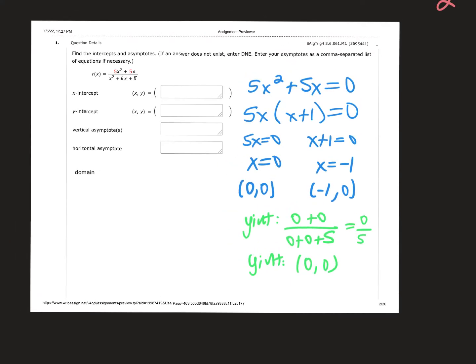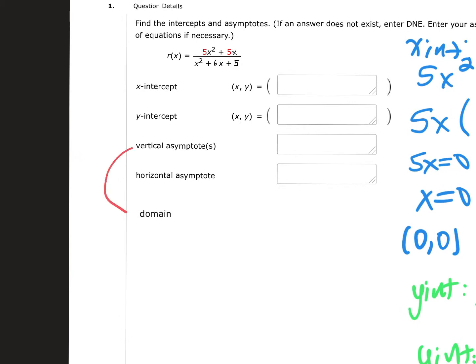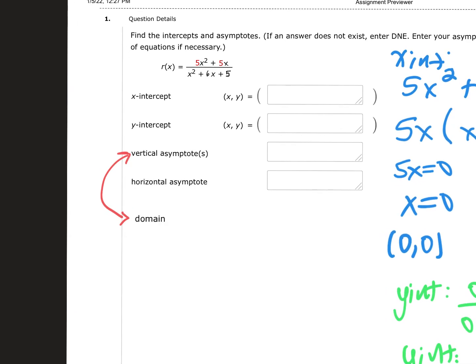Everybody with me? We have our x-intercept up here in blue, our y-intercept in green. Now our vertical asymptote. Guys, when you find the vertical asymptote, you're also finding the domain, right? So let's talk about that. Look at your little cheat sheet if you need to, but try and think from the top of your head, how do you find the vertical asymptote?